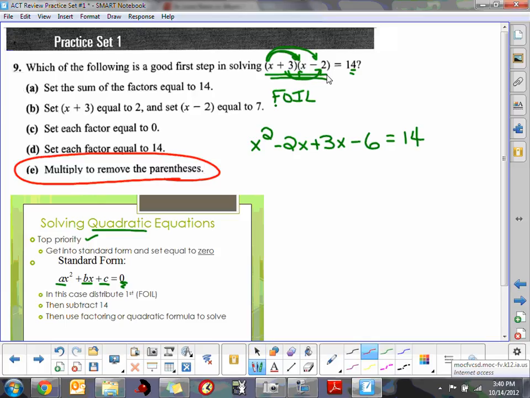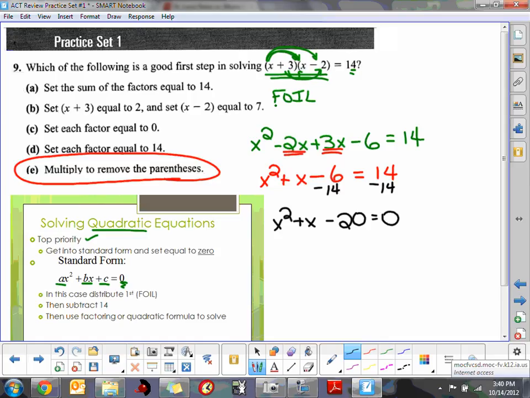Our goal was to get it in standard form, so x squared, and we want to collect those like terms. We got a negative 2x and a positive 3x, that's going to be a positive x, minus 6 equals 14. And now I'm ready to move over the 14. So instead of leaving the 14 on the right side, I'm going to move it over to the left. x squared plus x minus 20 equals 0. So this was our top priority, to get it equal to 0.